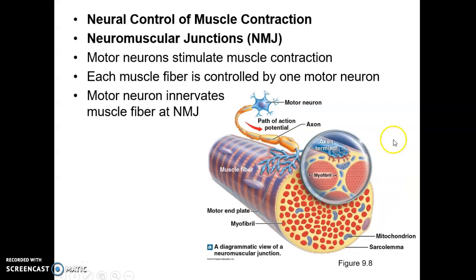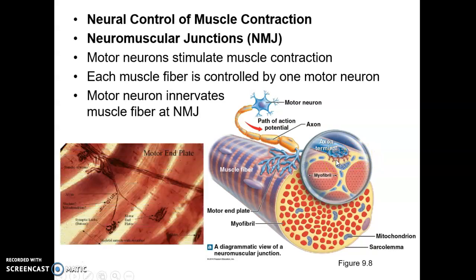So finishing up that last part, each motor neuron innervates its muscle fiber at the neuromuscular junction. The neuromuscular junction is the axon terminals of a motor neuron plus the motor end plate, the modified sarcolemma, plasma membrane of a muscle fiber. So the combination of those two things is the neuromuscular junction.